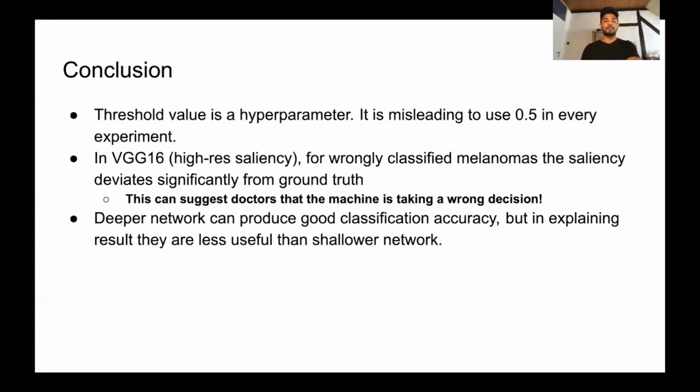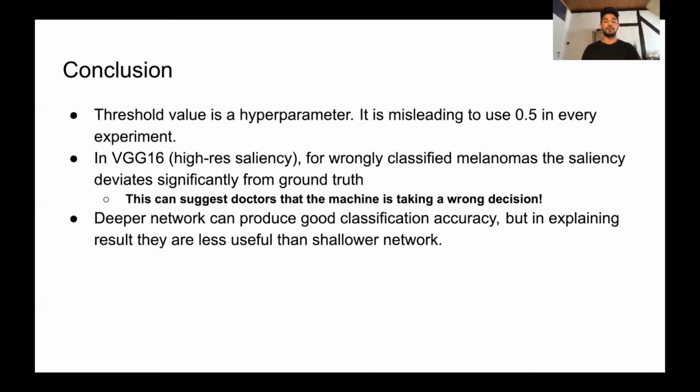And so at the end, I would like to say that the threshold value is a hyperparameter, because we can choose the threshold value for different tasks, and this threshold value affects the overlap. For example, a good threshold value can increase the overlap. It is misleading to use 0.5 in every experiment.